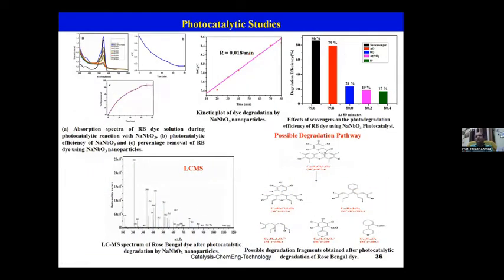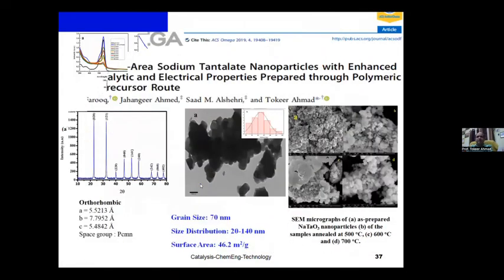We also did the dye degradation of Rose Bengal dye using sodium niobate nanoparticle, and we are able to degrade nearly 86% of the dye without exposure. And the possible degradation pathways were established using LC-MS studies for our material.